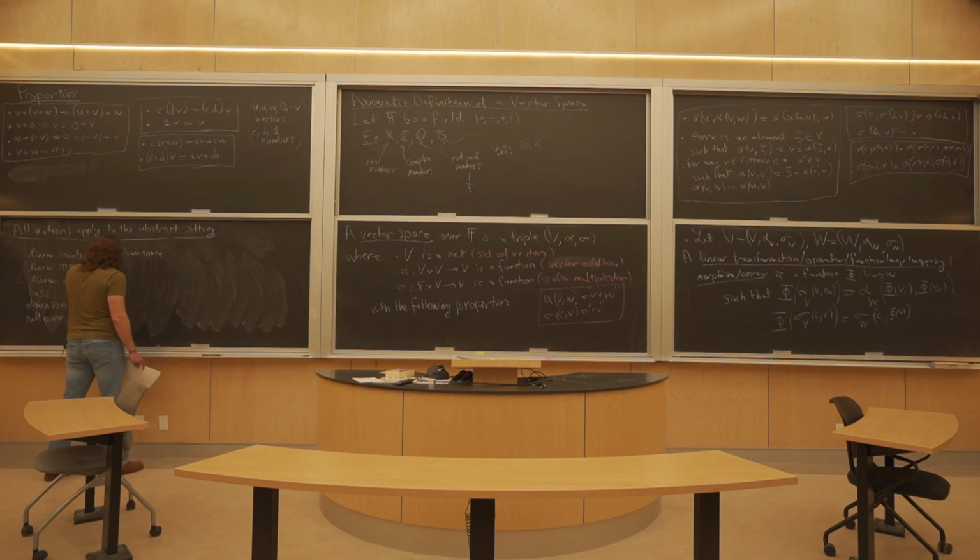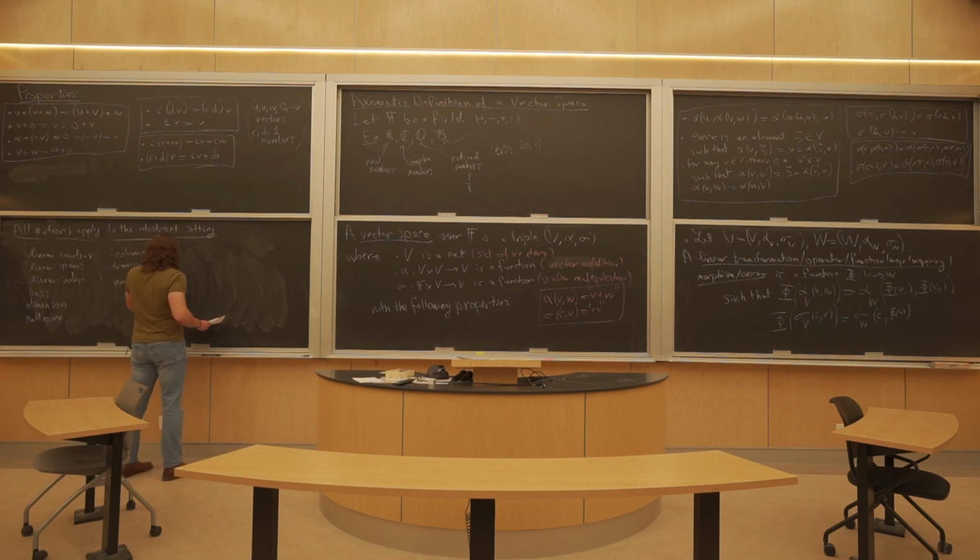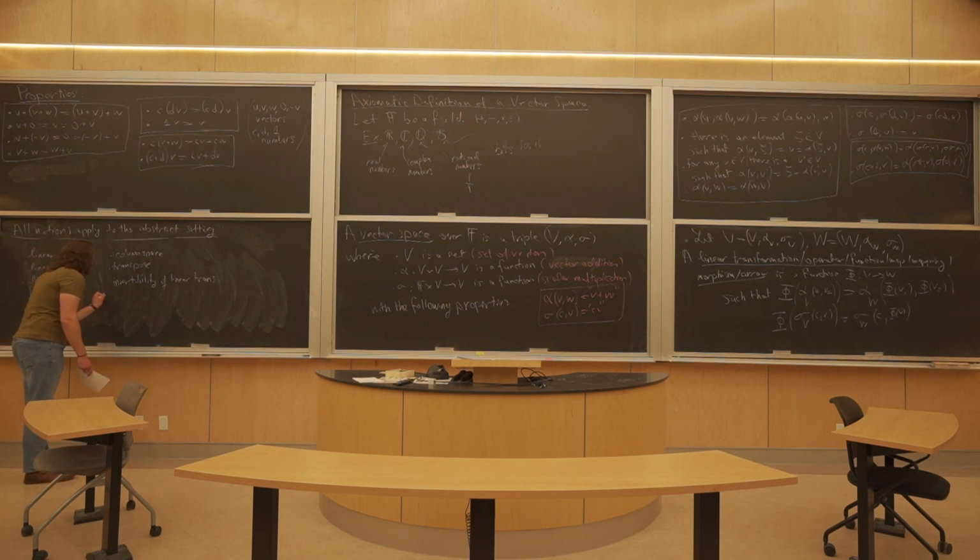What else? Transpose. Even when you don't have a matrix, there's a notion of what it means to take the transpose of the linear transformation. Transpose. What else? Invertibility of linear transformations. I can also define what it means for a function to be an affine transformation. Okay, everything applies to this abstract setting.